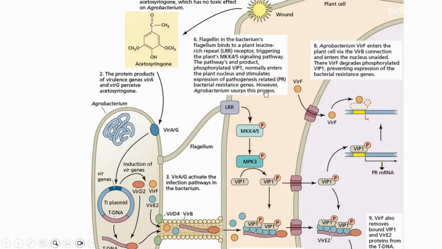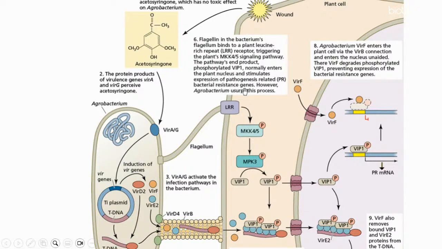Now, what does that mean? See, whenever a bacteria is attacking the plant, obviously no one wants to lose the race. Everyone wants to win the race, whether it is a bacteria or a plant. So when the plant understands that bacteria has entered inside, the plant will try to produce its own defense mechanisms to prevent the bacterial attack. So what will this phosphorylated VIP1 do?